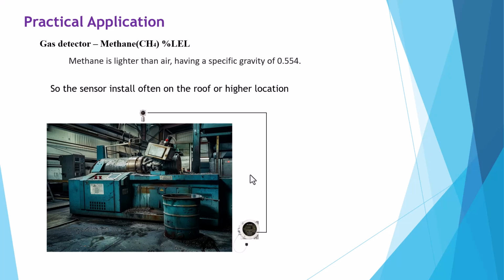So in the practical application, first we should talk about the gas detector. Today we use methane. For personal LEL, we often use methane at 50%. Methane is lighter than air, with a specific gravity of 0.55. So the sensor is often installed on the roof or in a high location. Look like this photo, it's very high. The sensor is in here, transmitted in here.